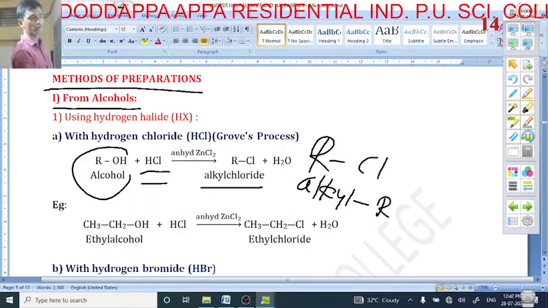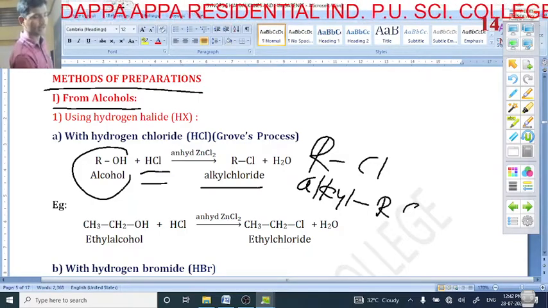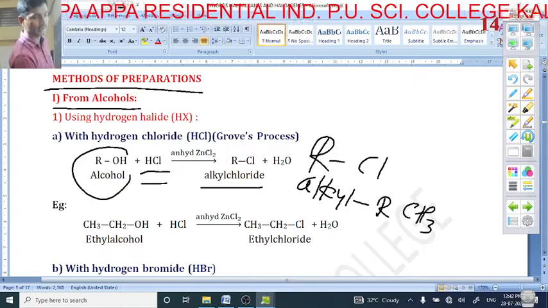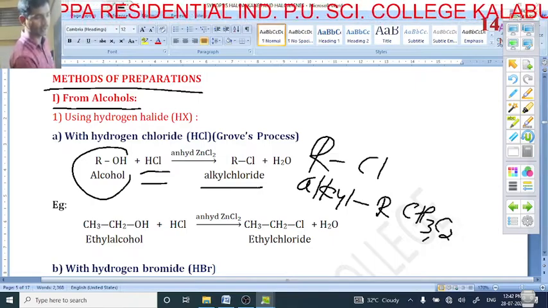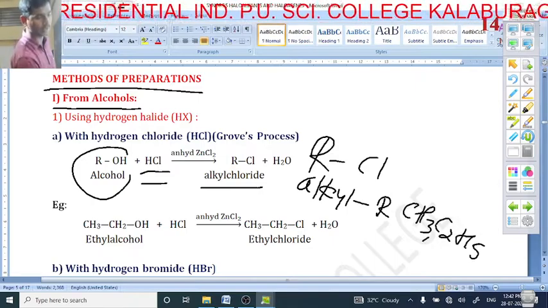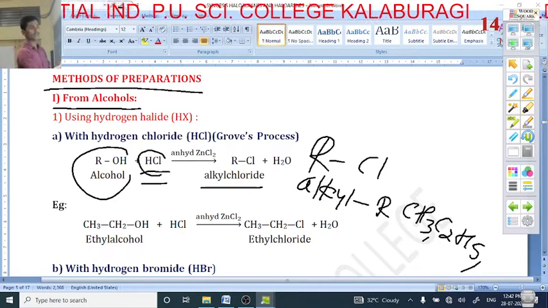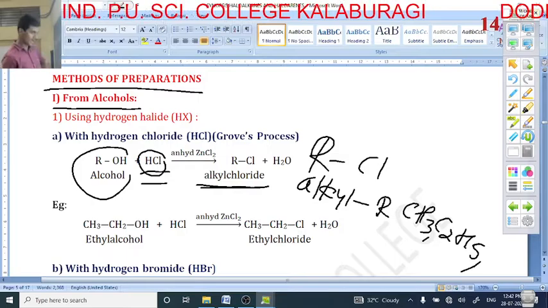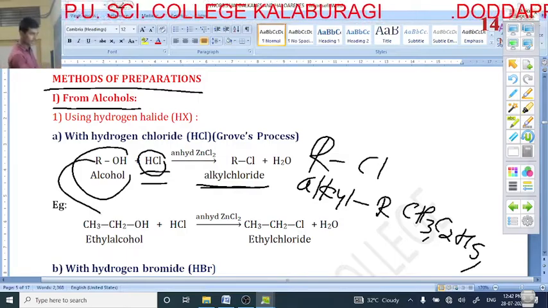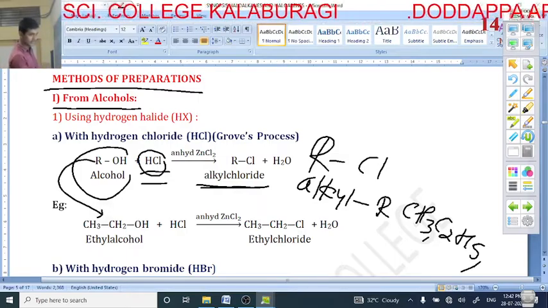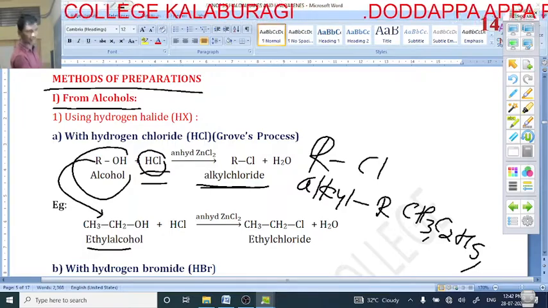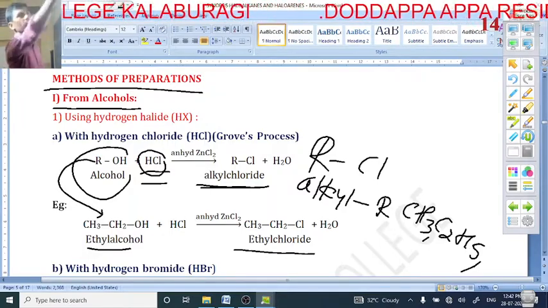What are alkyl groups? Alkyls are CH3 and C2H5, these are examples of alkyl. When alcohol reacts with hydrochloric acid, it gives alkyl chloride. For example, ethyl alcohol gives ethyl chloride.